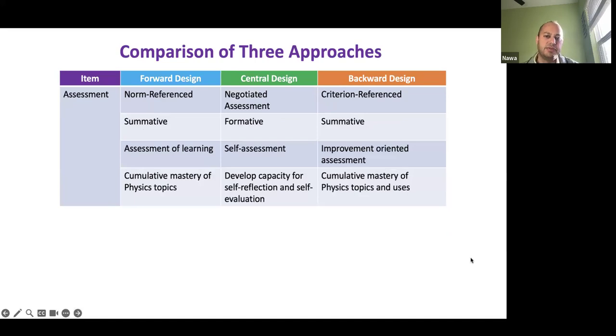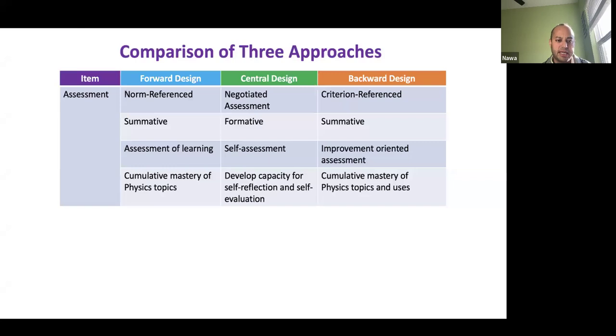Now the assessment for the forward design, it's norm-referenced. For the backward design, it's criterion-referenced. In the central design, it's a negotiated assessment. Sometimes you can have the self-assessment. Sometimes you may have the formative assessment. Sometimes maybe just the self-reflection. So you just develop the capacity for the self-reflection and self-evaluation.